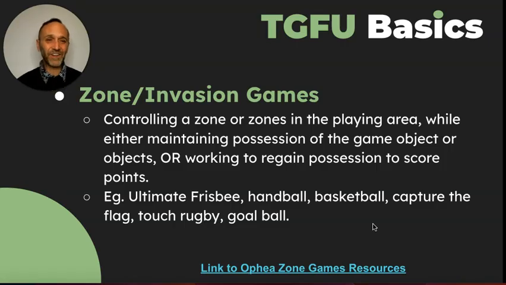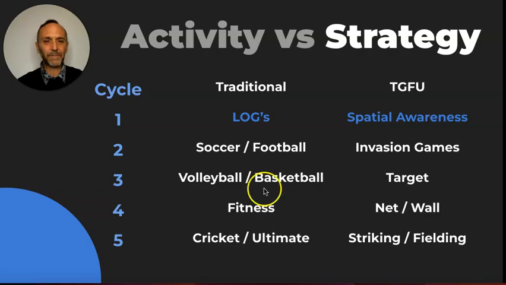So like I said in the last video, you can get to any of these places through any avenue. If you want to start with an invasion game, you can play 5 or 6 of them, talk about the strategy, and then build in the skill. Or you could literally start with handball and build those cusps through there as well. This is controlling zones. So we have offense and defense, right? So ultimate frisbee, handball, things like that.